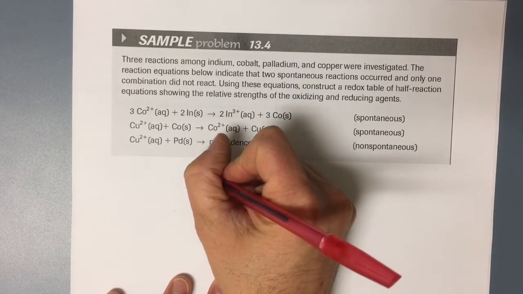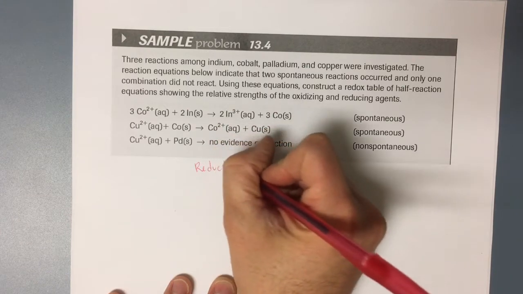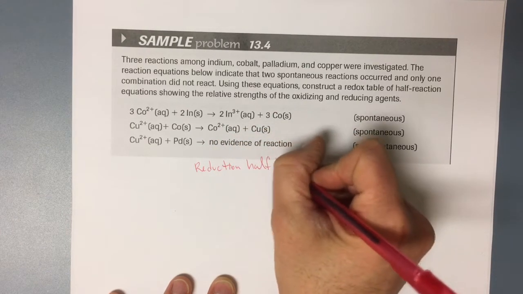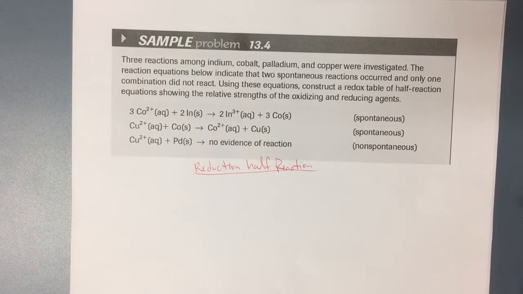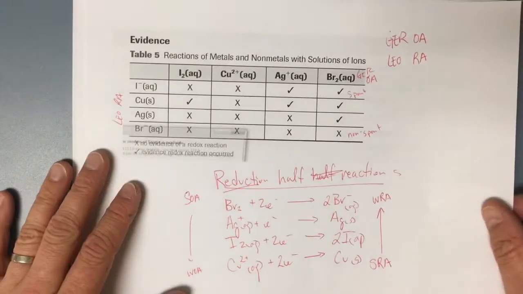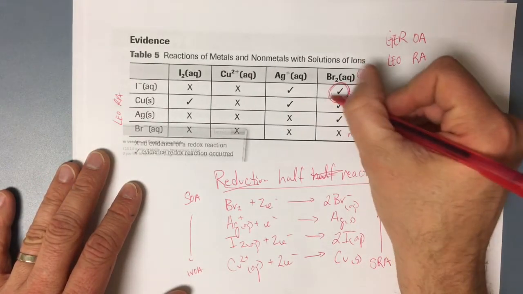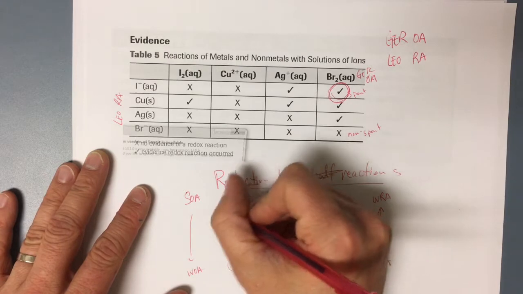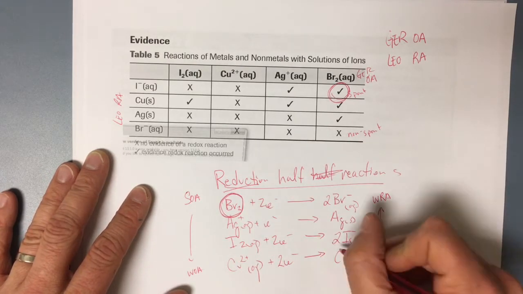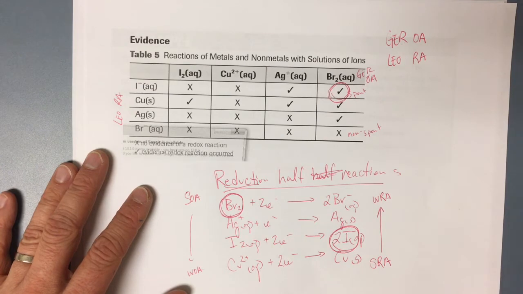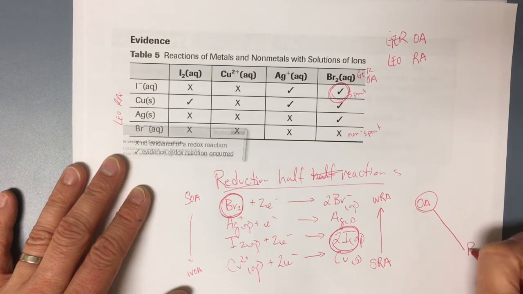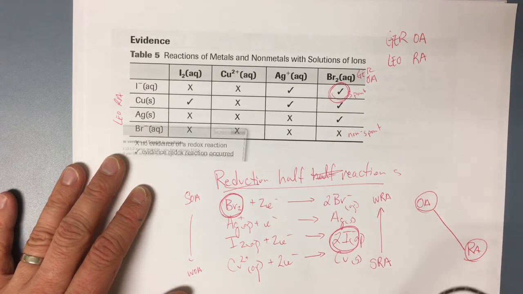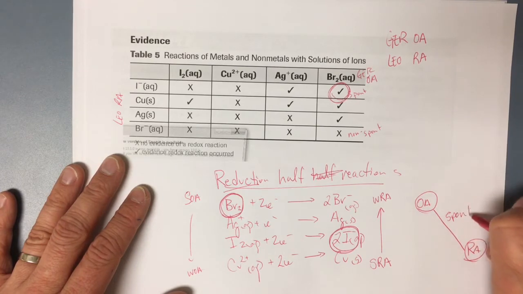So you can build a reduction half reaction table. And you'll remember that our strongest oxidizing agent goes at the top of the table, and our strongest reducing agent goes at the bottom. If we look at the previous table, you'll notice that bromine reacted with iodide. Well, bromine, the oxidizing agent, reacted with iodide, the reducing agent, and as long as the oxidizing agent is above the reducing agent, like this, it is a spontaneous orientation.